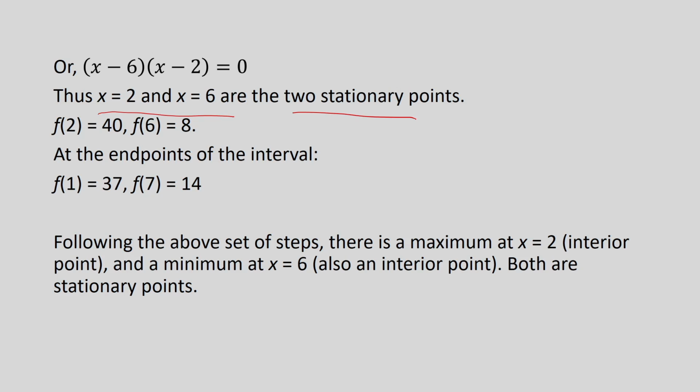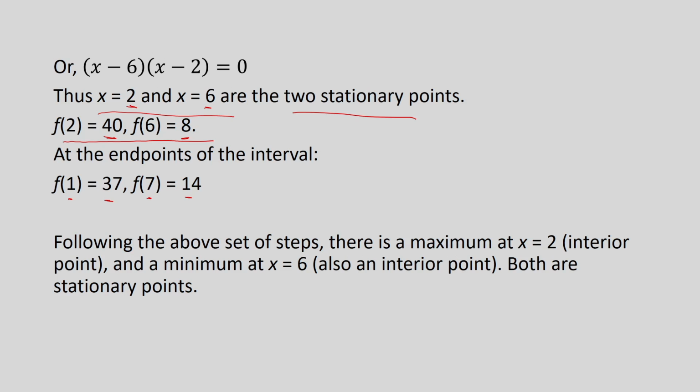So, what we do next is that we first find out the values of the function at the stationary points. So, I have put f of 2 because 2 is a stationary point. f of 2 is found out to be 40, and f of 6, the other stationary point, is equal to 8. What about the endpoints? We have to evaluate the function at the endpoints. Remember the endpoints are 1 and 7. So, f of 1 is found out to be 37, f of 7 is found out to be 14.